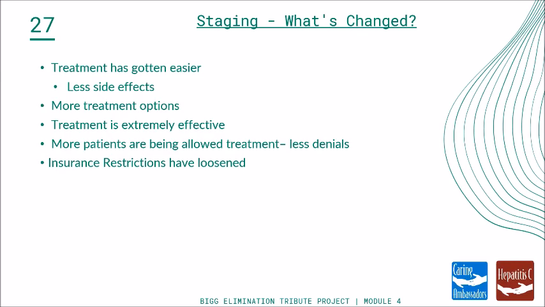At this point, there are certainly more treatment options, and the more time goes on, we're able to see these treatments added to the list. We see that treatment is extremely effective, upwards of 98% success or cure rates. We're seeing that there are more patients being allowed treatment access. There are less denials happening at the insurance and especially the Medicaid level. And that these restrictions around insurance have dramatically loosened, allowing for people to get easier access and way less discrimination happening for people who have substance use disorders.